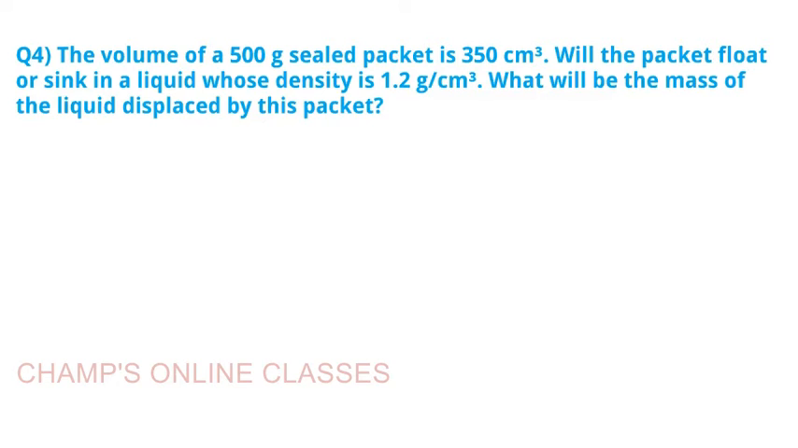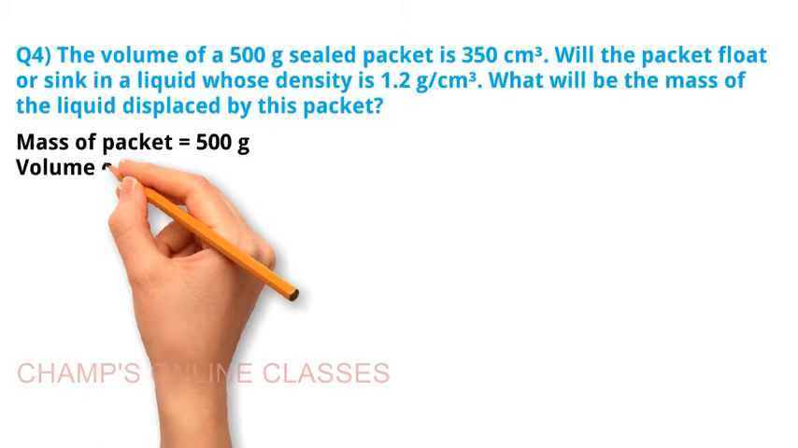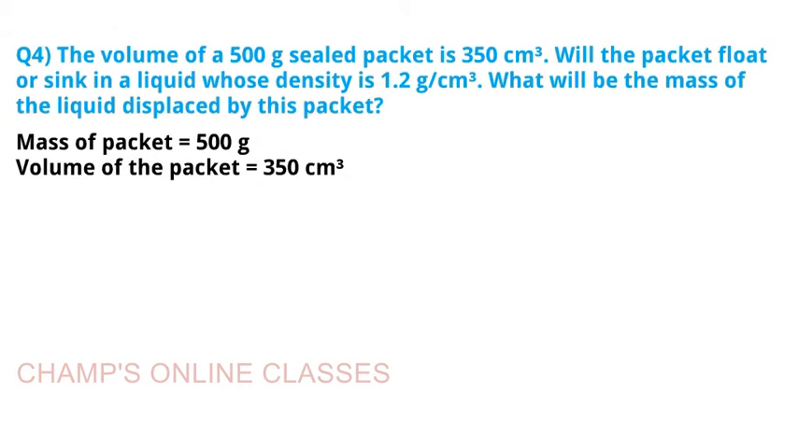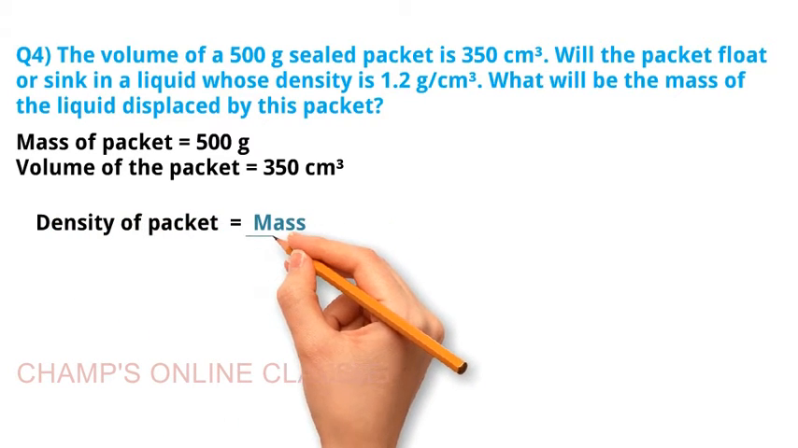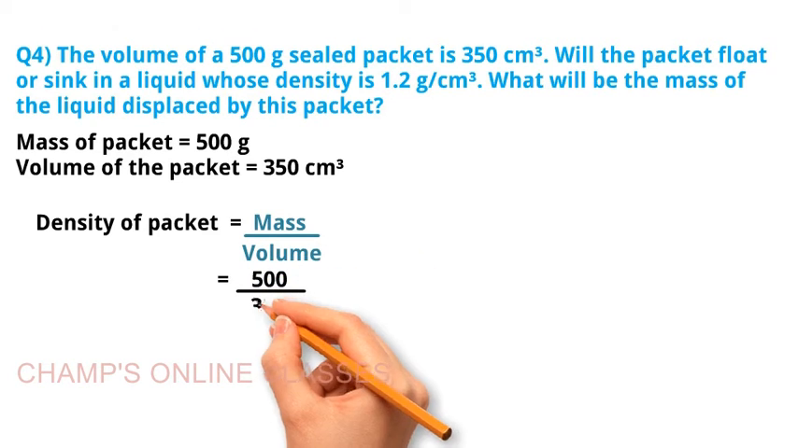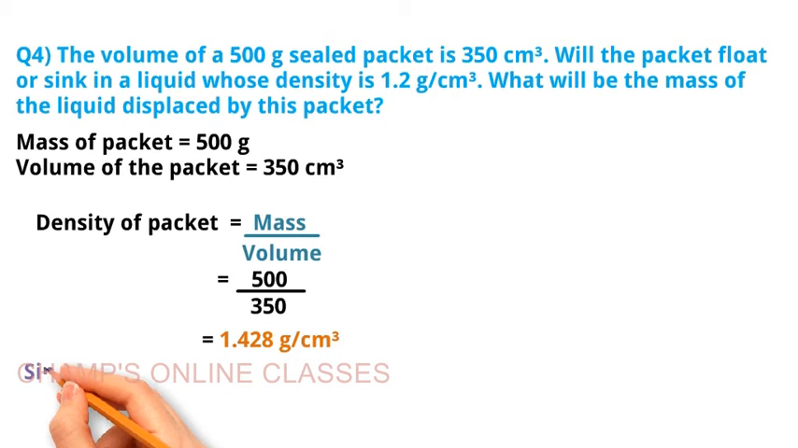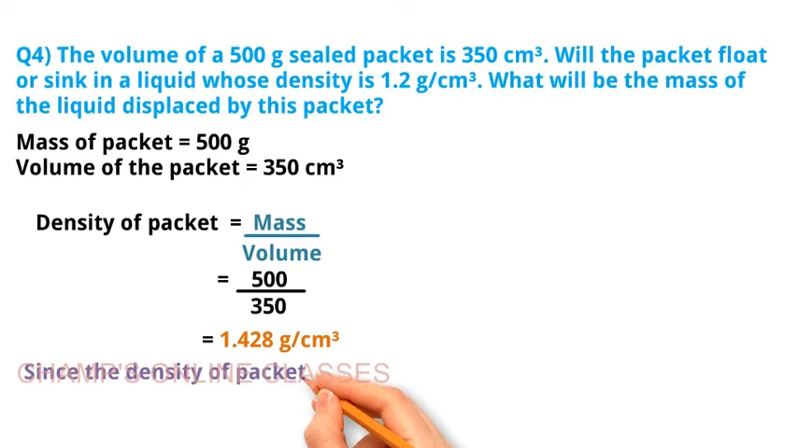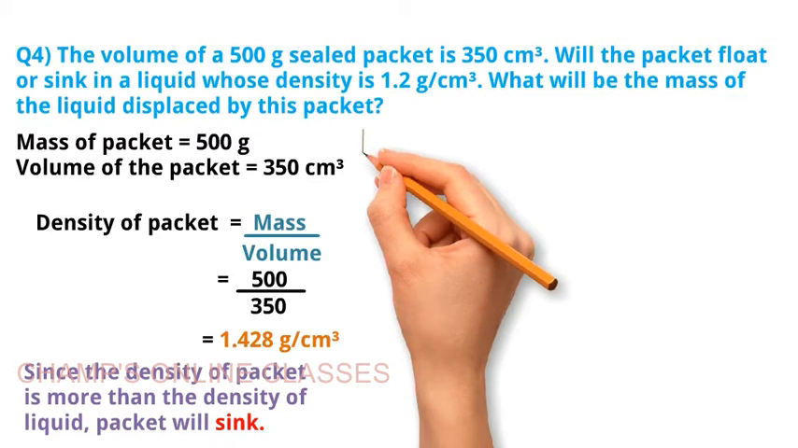Now to find whether the packet will float or sink, first we have to calculate the density of the packet. Here we know the mass of the packet is 500 gram, and the volume of the packet is 350 centimeter cube. Therefore, to calculate the density of the packet, we will be using the formula of density, which is mass upon volume. Putting the values, we get the density of the packet as 1.428 gram per centimeter cube. Now, since the density of the packet is more than the density of the liquid, the packet will sink.